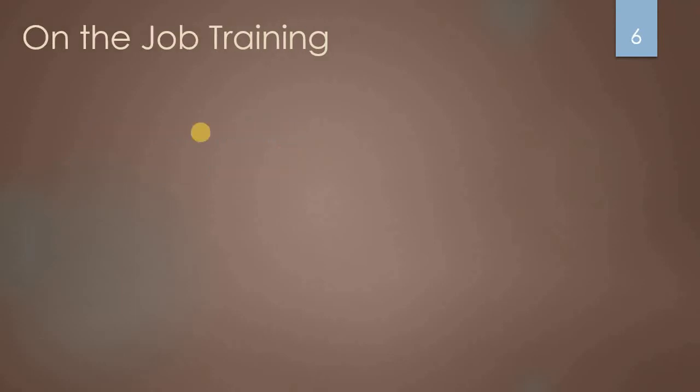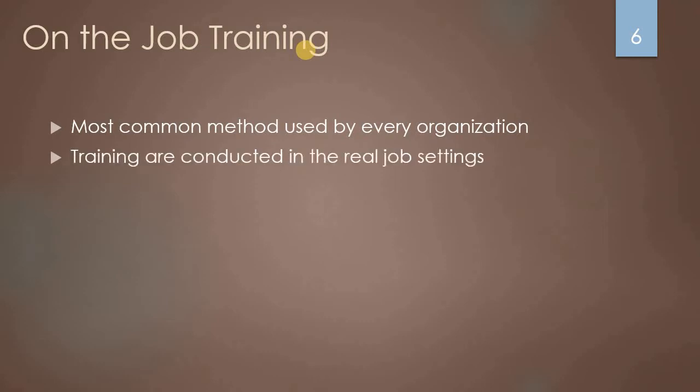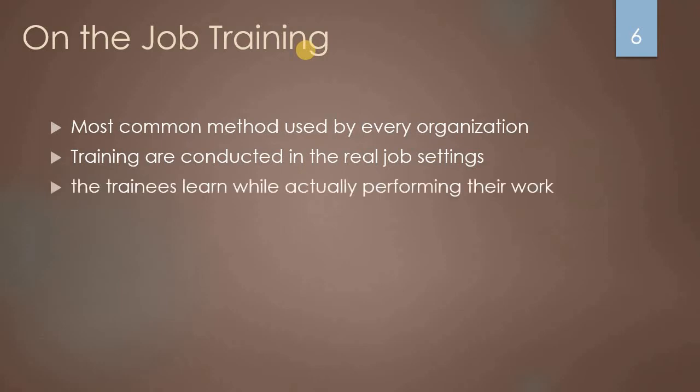So what is on-the-job training? The meaning is there in the words themselves. You are imparting the training on the job, while performing the work itself. This is one of the most common methods used by every organization. Training is conducted in the real job setting, in real work conditions. The trainees learn while actually performing their work. This is the best method, because you are trained and you are doing the work, both simultaneously.